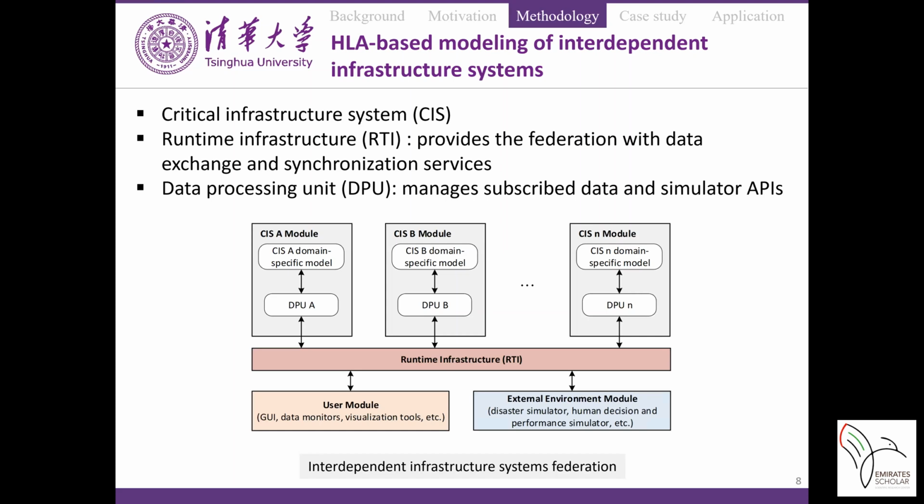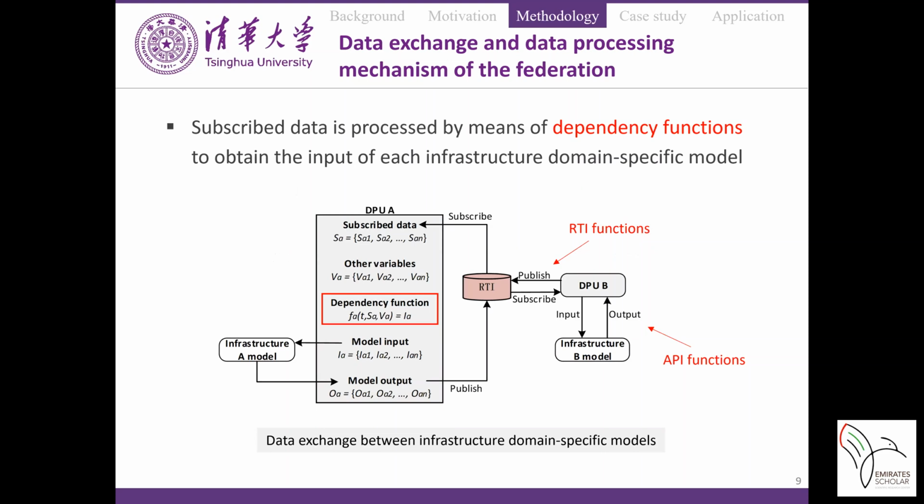The architecture also has other modules, such as the user module, which consists of graphical user interfaces and data monitors that facilitate the interaction between the federation users and the federation, and also an external environment module that consists of disaster simulators, human decision models, and so on and so forth. The data exchange and data processing mechanism of the federation is modeled in the form of publishing and subscription of data between the domain-specific models. And the subscribed data is processed by means of dependency functions to obtain an input which can be assimilated by the domain-specific models. So this is the overall framework that we proposed.